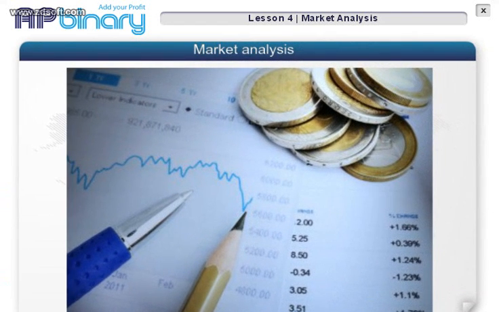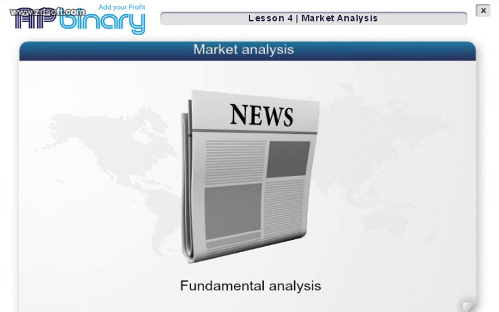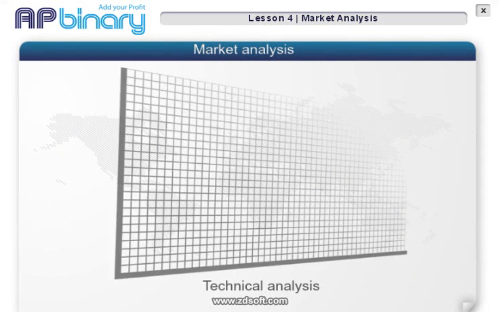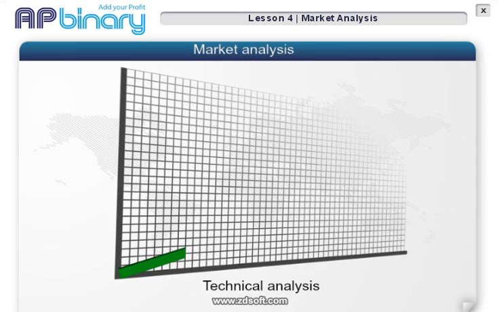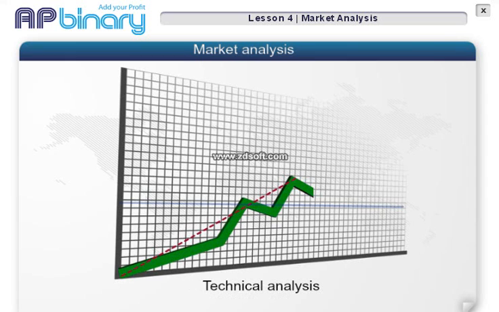There are two basic types of market analysis. Fundamental analysis. This type of analysis tries to predict future market movements according to a country's economic news. Technical analysis. This method analyzes current market movements in comparison to past market movements. In other words, it tries to predict future trends using past movements with the help of indicators provided by your trading platform.